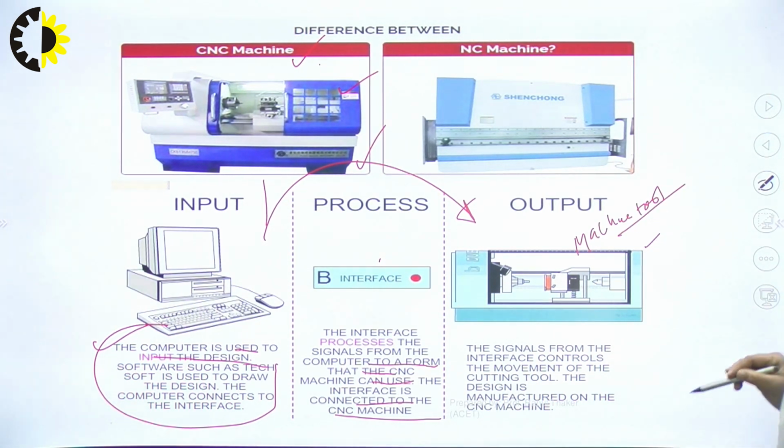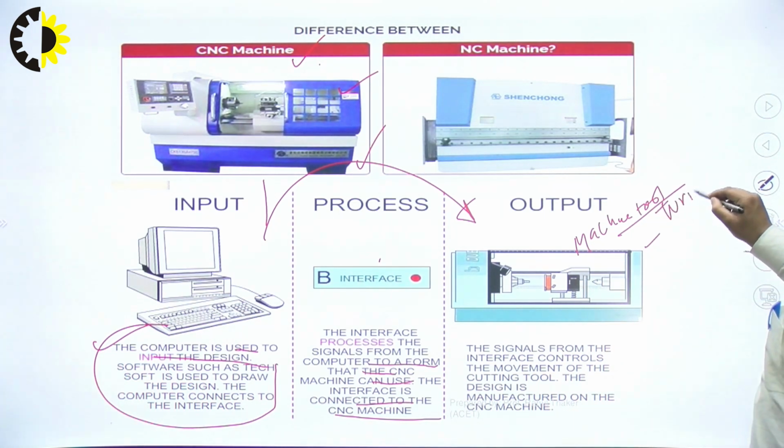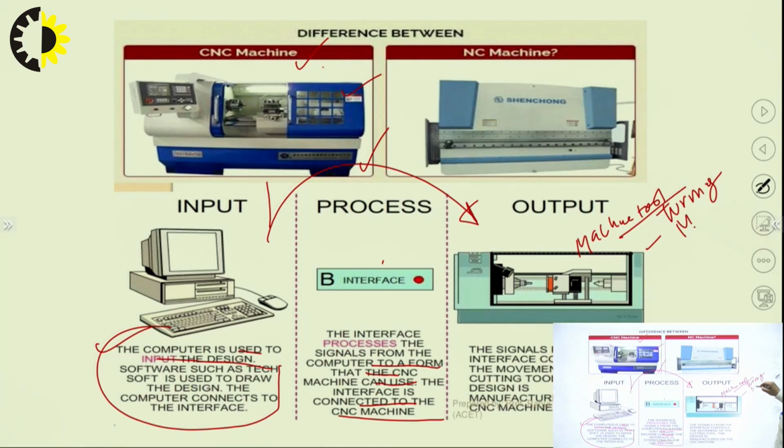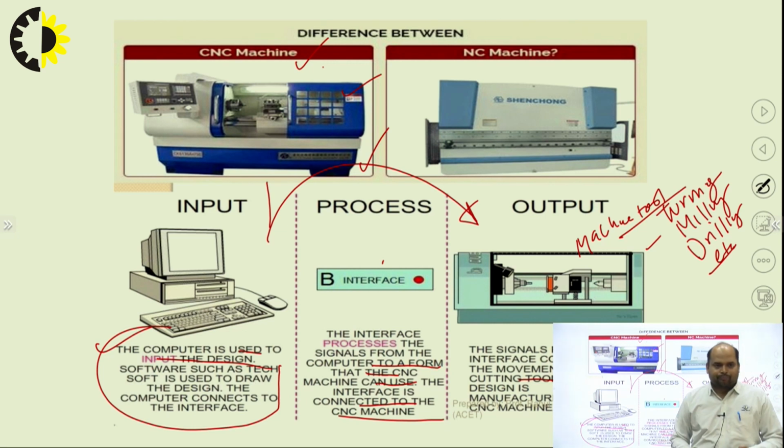in which we can perform various operations like turning, milling, drilling, etc. So the signal from the interface controls the movement of the cutting tools, and the design is manufactured on the CNC machine.